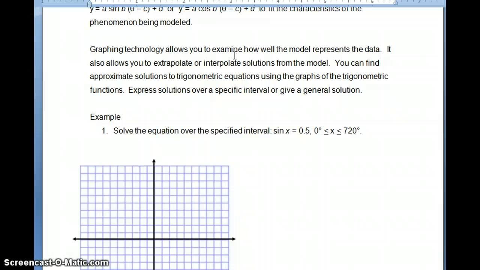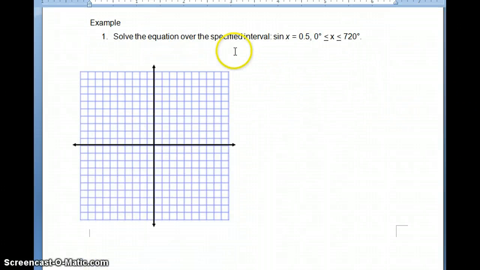For our first example, we're just going to solve the equation over the specified interval. We have sine of x is equal to 0.5, over the domain of 0 degrees to 720 degrees. There are quite a few different ways to do this. I can discuss a few of them. Whatever works for you ladies is what you do. I'll show you a couple, and you pick one you want to do and just work with that. Either way, you should all get the same answer. Just do what works for you, alright?